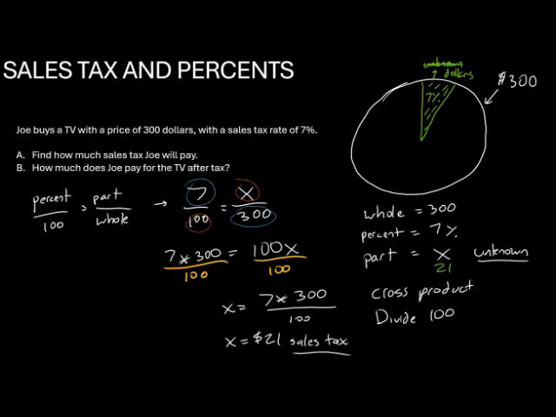Therefore, our number of dollars is now known. That's $21. So the whole is $300. The sales tax is $21. That represents 7% of the whole. This will be our answer to part A. Now in part B, we are asked how much does Joe pay for the TV after tax? We'll do that on the next slide.